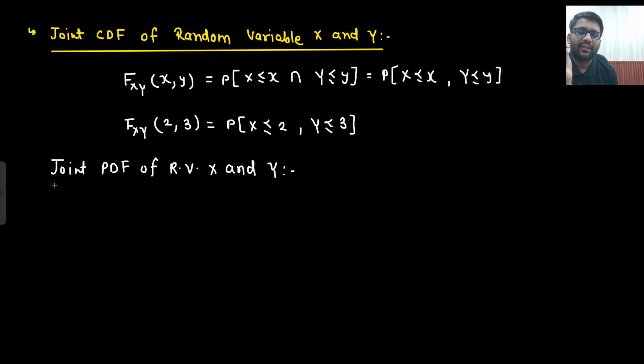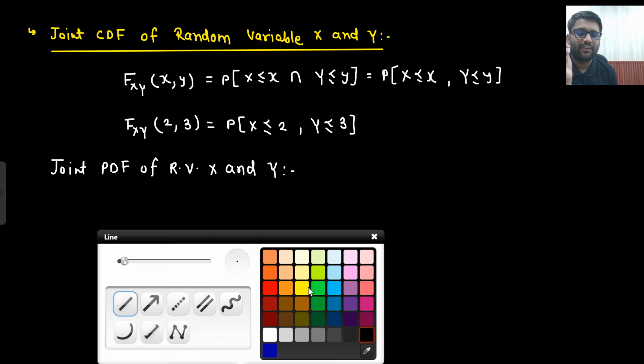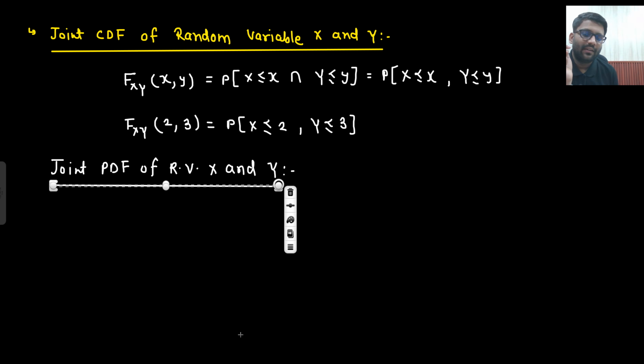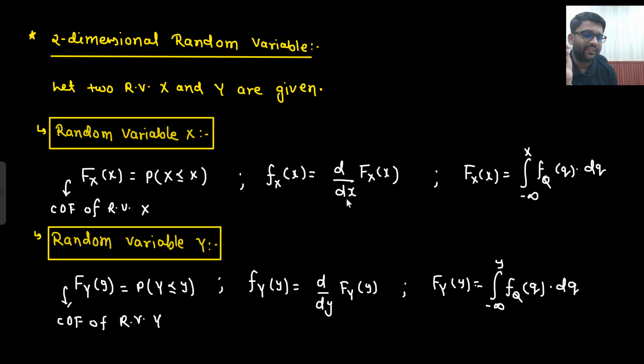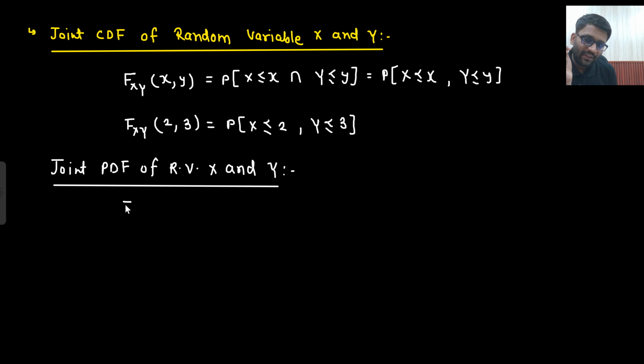If we have defined the joint CDF, we can define the joint PDF as well, right? And how will we define it? Here, what we used to do? We used to differentiate with respect to x. We used to get the PDF of y. So here also we have the joint CDF.